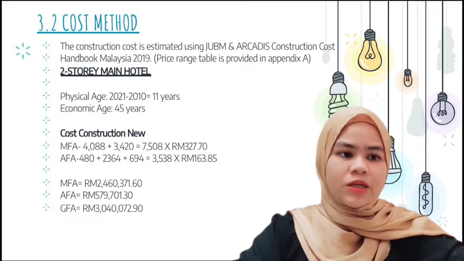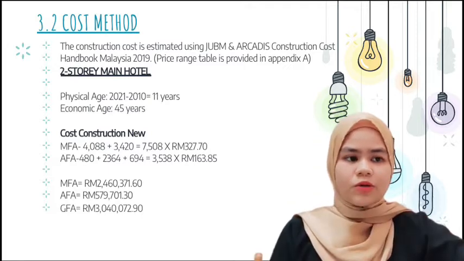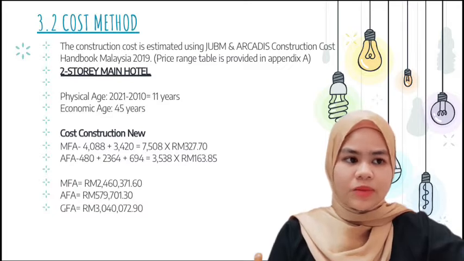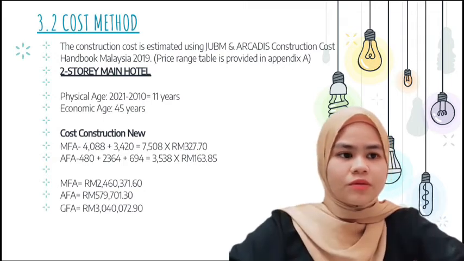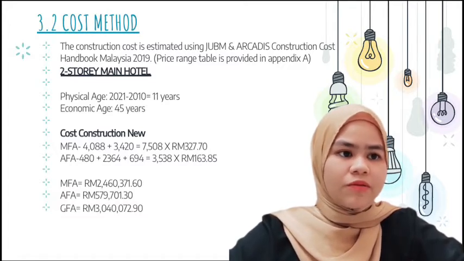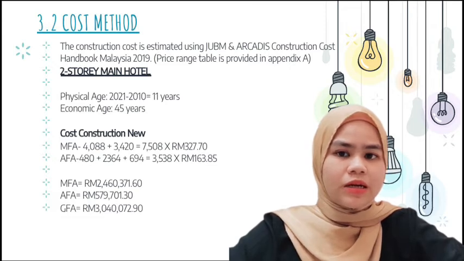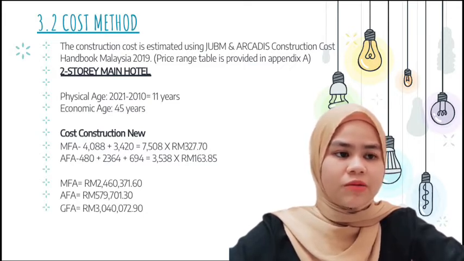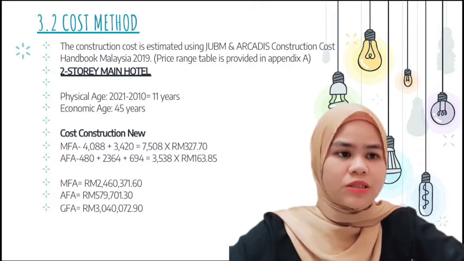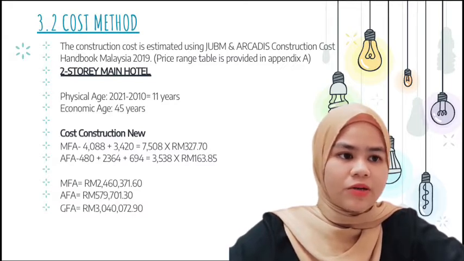And for AFA, which is ancillary floor area, it is 480 plus 2,364 plus 664, equal to 3,538, multiplied with 160 ringgit 85 cents. So for main floor area I got 460,321 ringgit 60 cents, and for ancillary floor area I got 579,701 ringgit 30 cents. And for gross floor area, which is the total of MFA and AFA, I got 3,040,072 ringgit 90 cents.